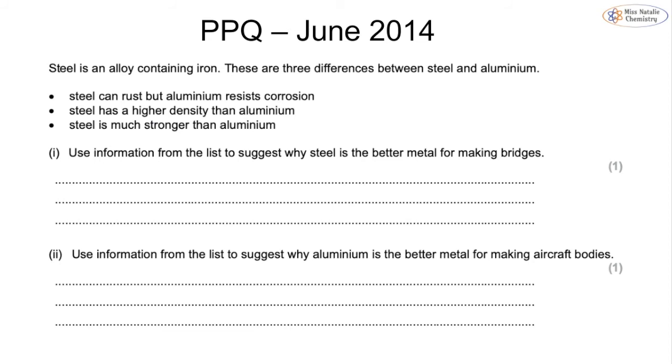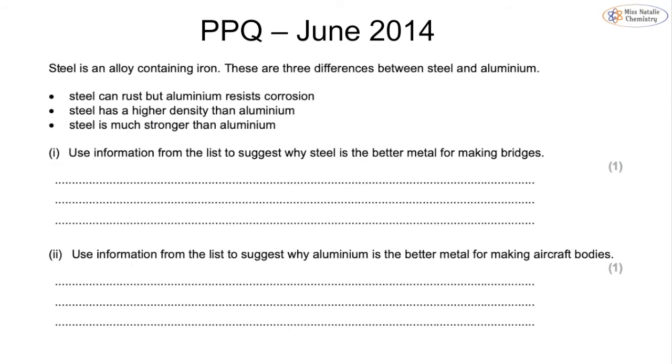So I've only pulled one or two here, and they're very short questions that are more to do with the uses. So from the 2014 paper, steel is an alloy that contains iron, and there are three differences between steel and aluminium. So steel can rust, but aluminium resists corrosion. Steel has a higher density than aluminium, and steel is much stronger than aluminium.